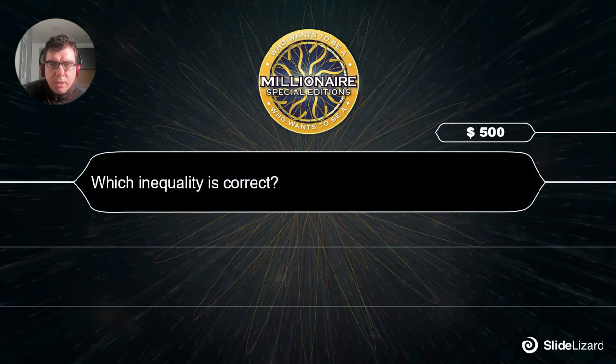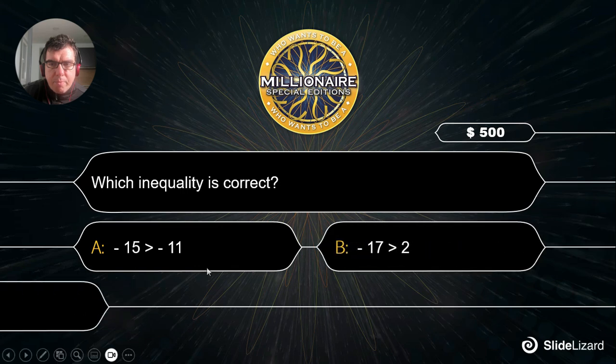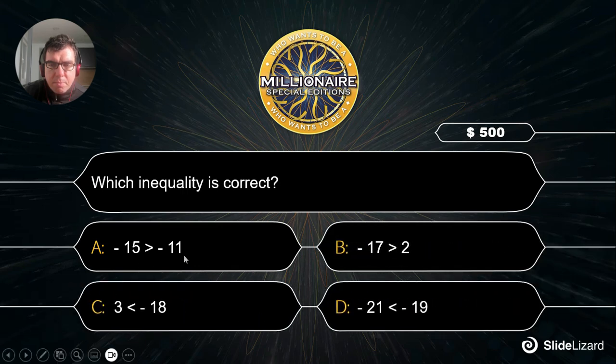Which inequality is correct? Minus 15 is greater than minus 11, minus 17 is greater than 2, 3 is smaller than minus 18, or minus 21 is smaller than minus 19. Think about it.